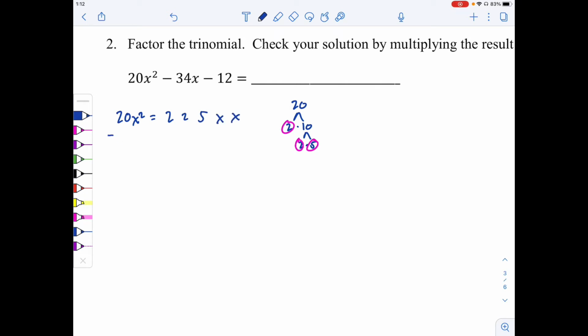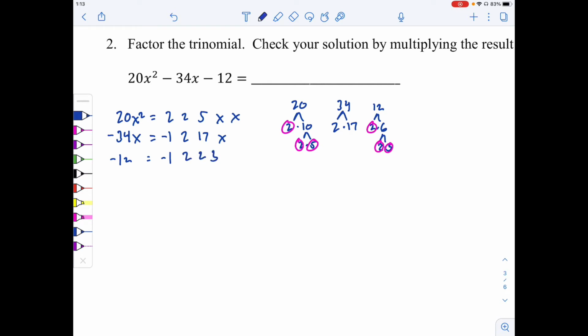Negative 34x, we get negative 1 and 34. Let's break that down. All right, so we get 2, 17. That's it. We're stuck, right? So 2, 17, 1x. Negative 12, right? So negative 1 and then 12 is 2 times 6. 6 is 2 times 3. So we get 2, 2, 3.